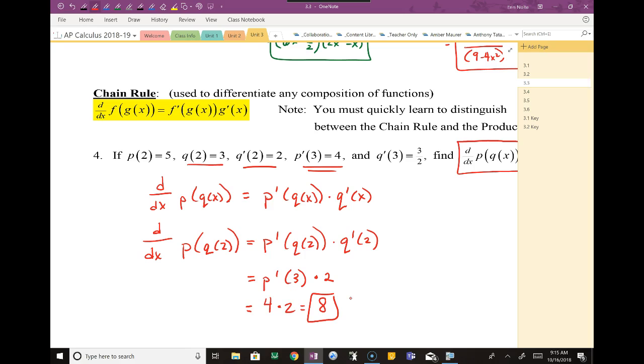See how I have parentheses inside parentheses? The first part is that I have to deal with the inside parentheses first. So I deal with this q of 2 first, and q of 2 is 3, so that's where I dropped the 3 from here. Then you just do it again. Then I find the derivative of my 3, which is 4. Okay, so there's no more on this.